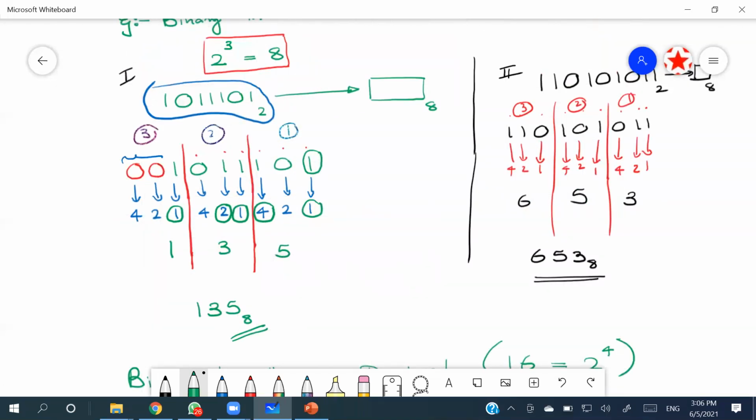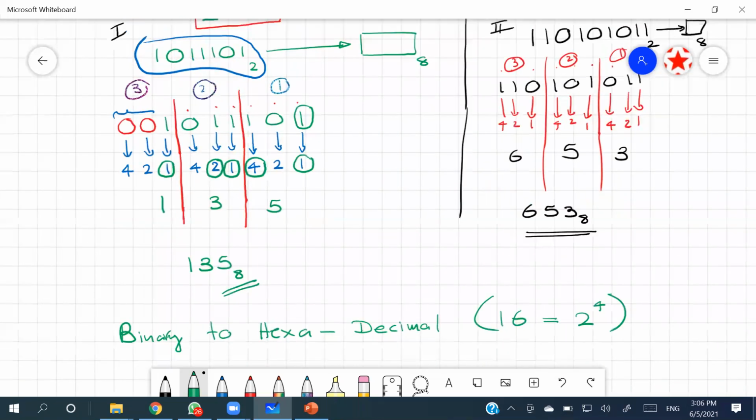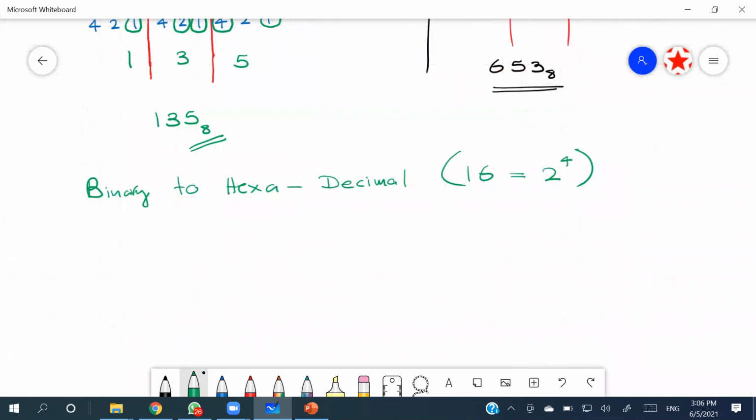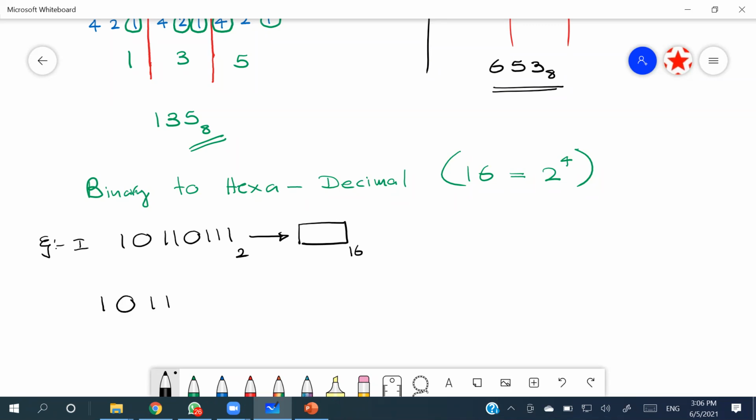Let's take the same number. Anyway, let's say we are going to convert example number 1: 10110111 binary into a hexadecimal. What we are going to do is write the value 10110111. Then we are going to group this. How are we going to group this? Starting from the right hand side.